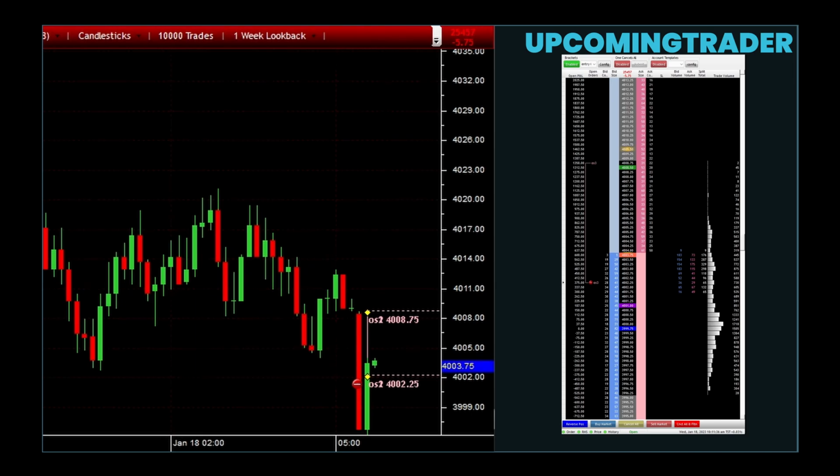When the breakout above the handle happens, you want to see a significant increase in volume to confirm that buyers are stepping in to drive the price higher.